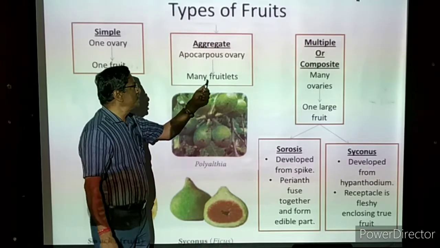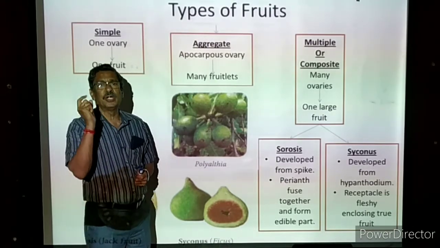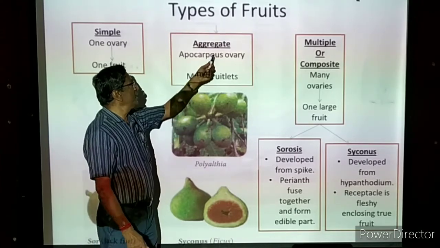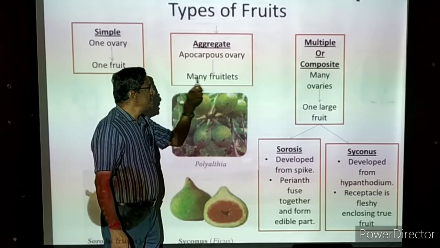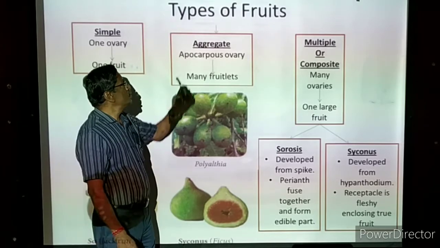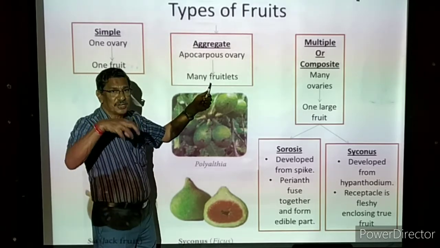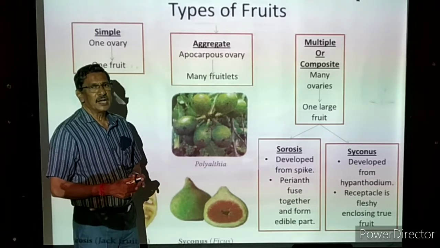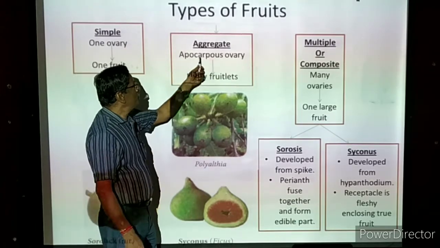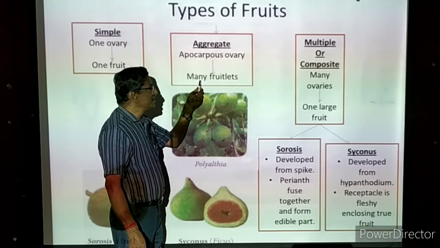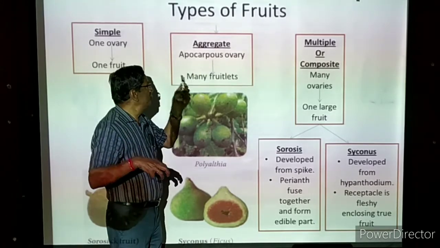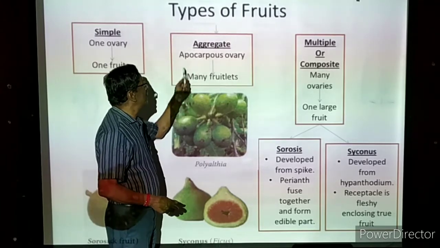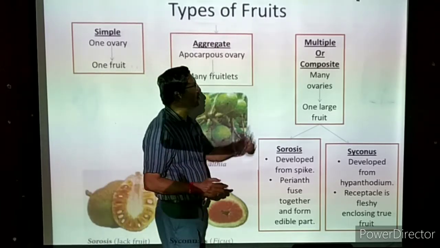Each carpel develops into one fruitlet, one fruit division, one fruitlet. So many fruitlets will be there. How many will be there? If 10 carpels are present, 10 fruitlets will be developed. Such a cluster of fruits we can call an aggregate. We are calling this what? Aggregate. Okay. An apocarpous ovary develops into a cluster of many fruitlets. The full cluster of many fruitlets we can call an aggregate.